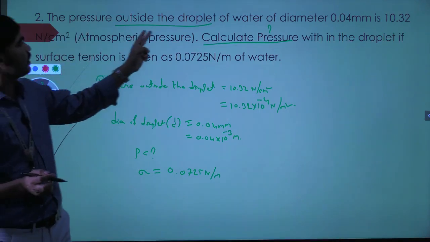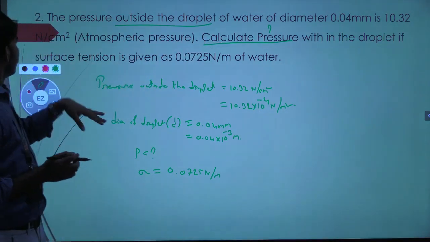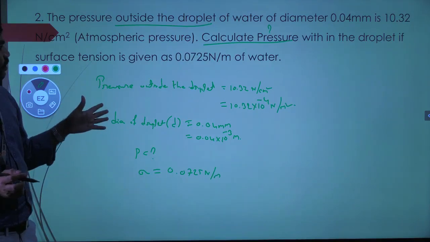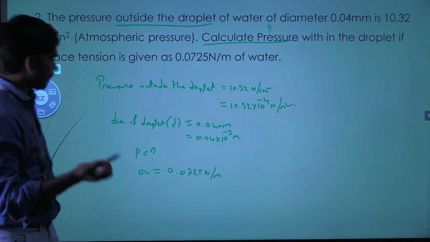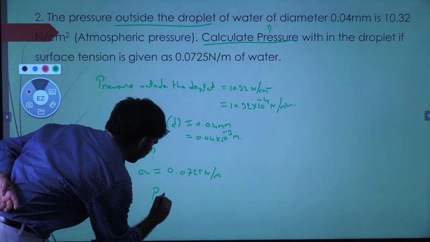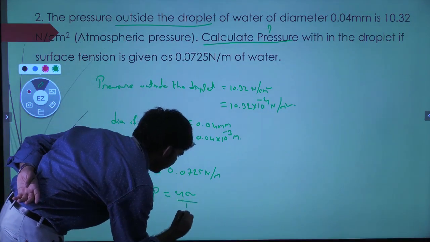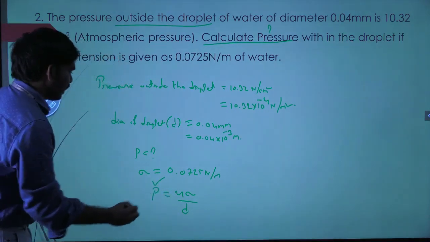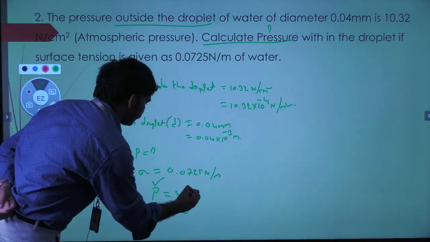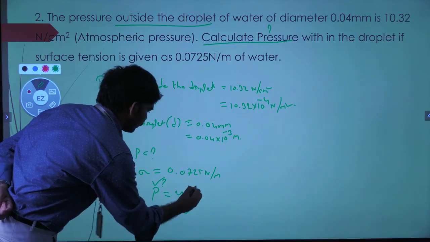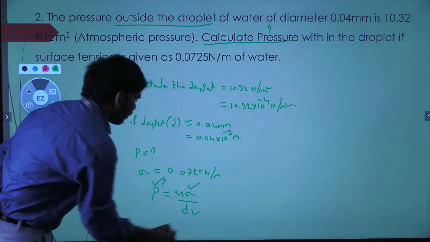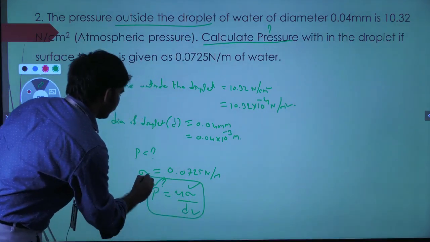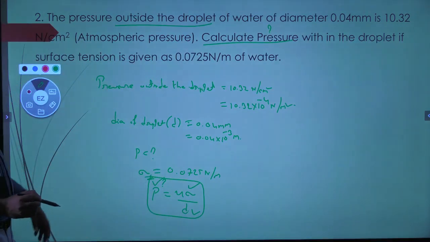Here it is the pressure outside the droplet of water diameter. He has nowhere mentioned it is a soap bubble, right? So it is a normal liquid droplet. So what is the formula? We know, right? P is equal to 4 sigma by D. What we need to find out is P. Surface tension is given, and diameter is given, so it's very straightforward. We need to substitute here, then we will get the answer, right?